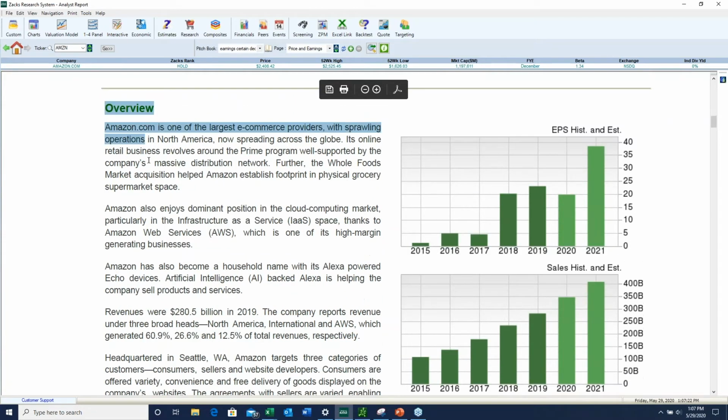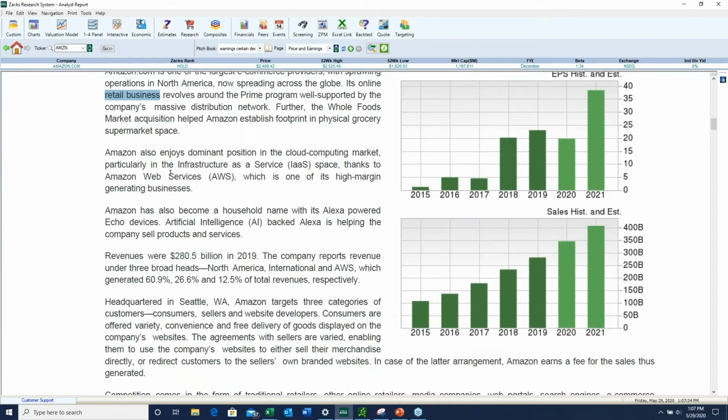So again, right now we know that Amazon.com is one of the largest e-commerce providers with sprawling operations in North America and now spreading across the globe. So it is primarily involved in retail. So we know that, everybody knows about that. But Amazon also enjoys a dominant position in cloud computing, particularly in the infrastructure as a service, IaaS space, thanks to Amazon Web Services, AWS, which is one of its high margin generating businesses.